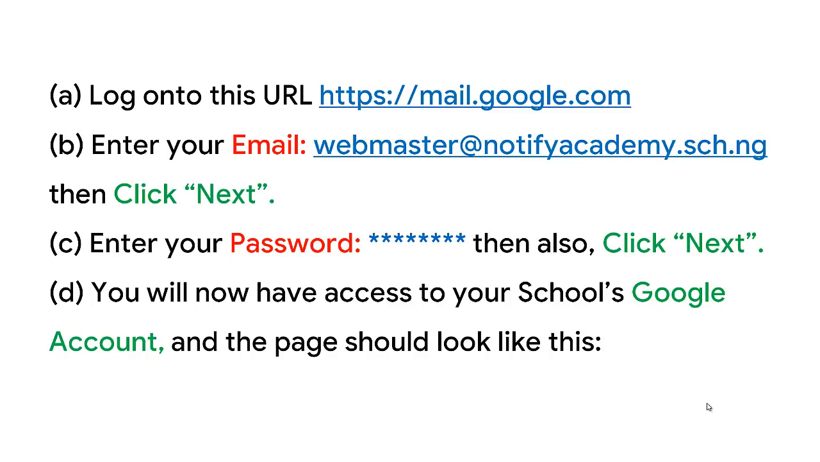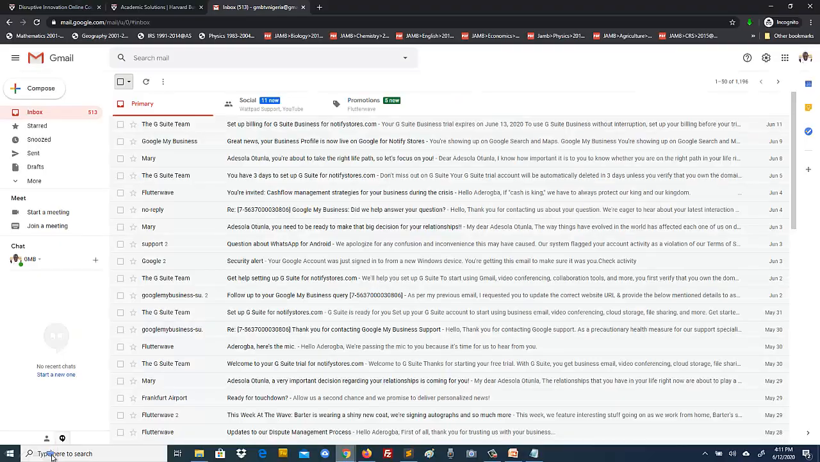So A, you're going to log into this URL, https://mail.google.com. Then B, you're going to enter your email address. If you remember the document that was sent to you, it had something like this: webmaster at your school name.sch.ng. Then you click next. Then you will also enter your password, click next, and D, you will now have access to your school's Google account. When you complete this task, you should have a page that looks like this.